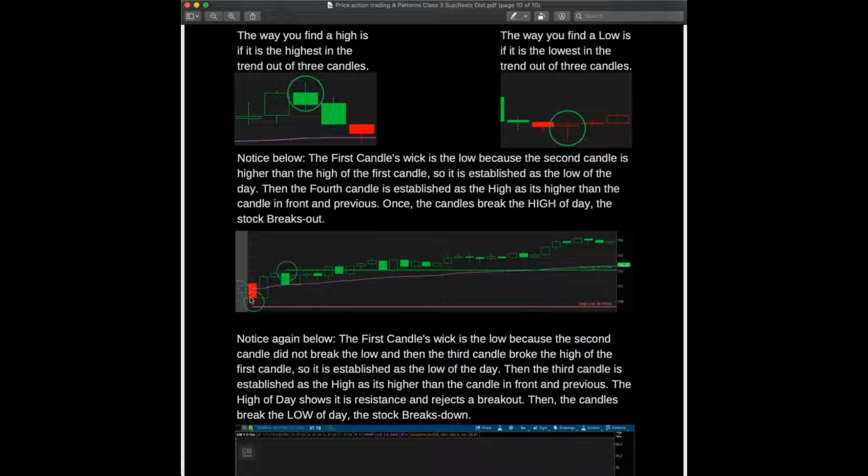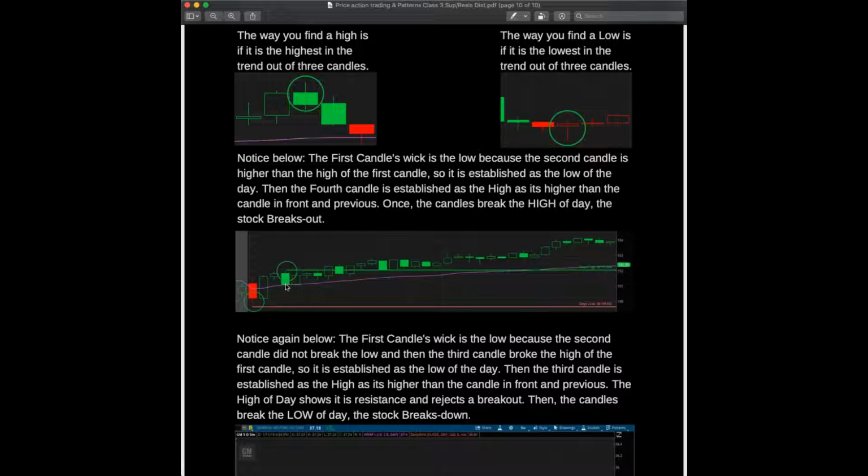Because the first candle made a low, second candle made a higher low and a higher high. Third candle made a higher high. Fourth candle made a higher high. Fifth candle made a lower high. Therefore, our fourth candle is our high because it is higher than the fifth candle and it is higher than the third candle, making it the highest high of the trend. Now we have our day's high and our day's low.